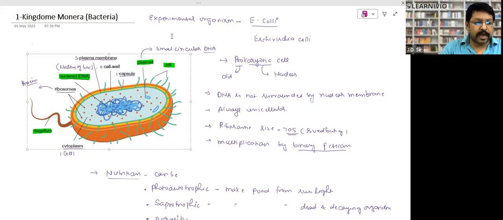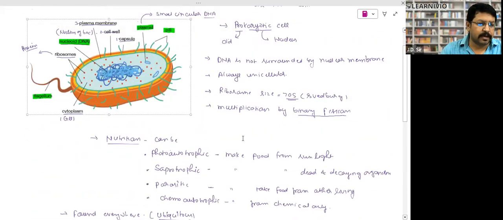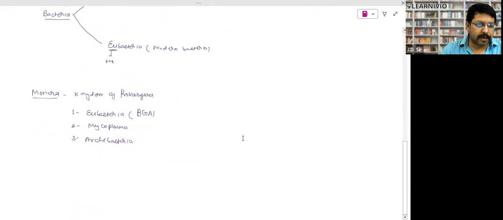So look, here we have kept the bacteria. Bacteria is a prokaryotic organism, right? Its DNA means it does not have a nucleus. It is always unicellular, right? Their ribosome is smaller. They multiply by binary fission, right? So here we have kept the bacteria in Monera, right? So I have taught the bacteria.